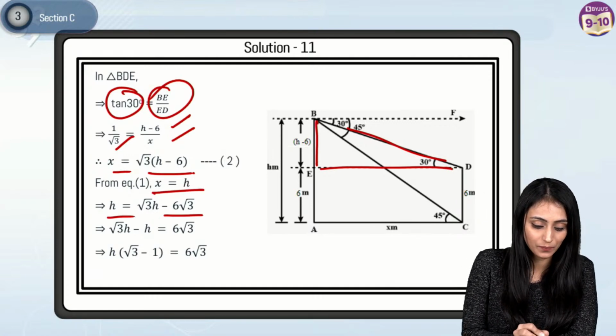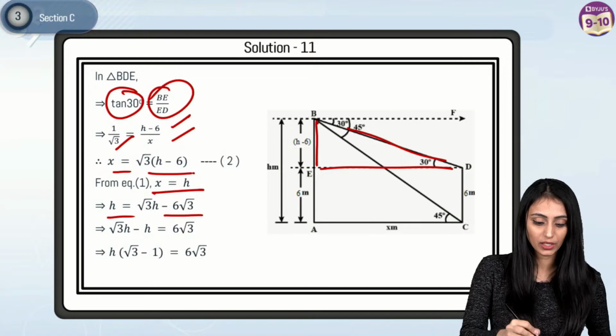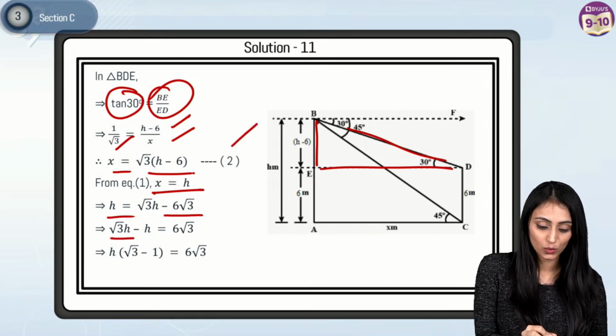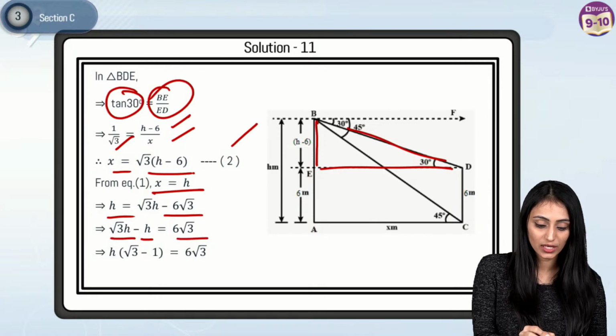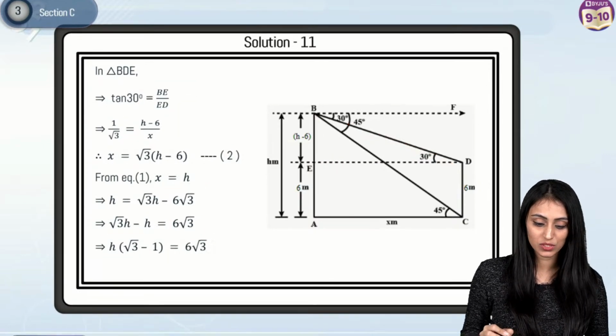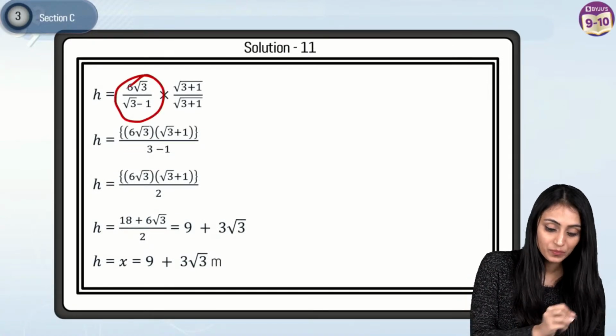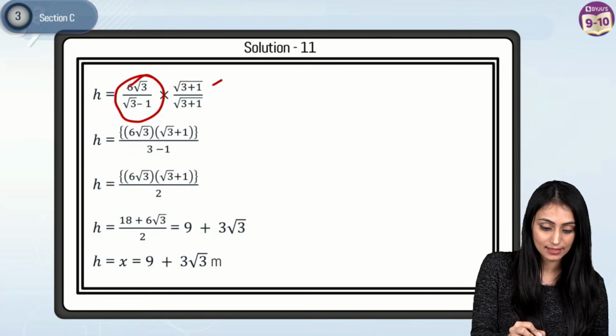Let's quickly put this value here in equation 2. We have H equal to root 3 H minus 6 root 3. That's going to be root 3 H minus H equal to 6 root 3. Take H common: H times (root 3 minus 1) equal to 6 root 3. Now if I take it to the other side, I have 6 root 3 by (root 3 minus 1). I'll have to rationalize this, right?